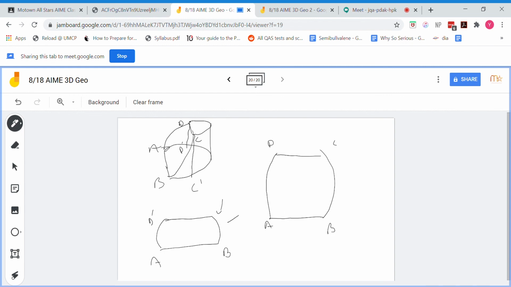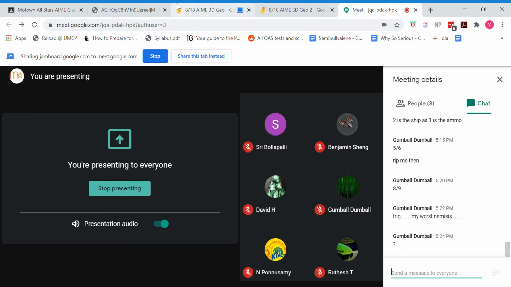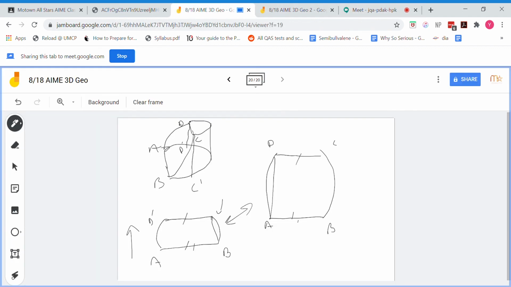If I'm looking at the parallels between these two, this is equal, except for this distance, which is different, right? So the key thing to notice here is that if I take A, B, C prime, D prime, and we simply stretch it in this direction, we end up with A, B, C, D.